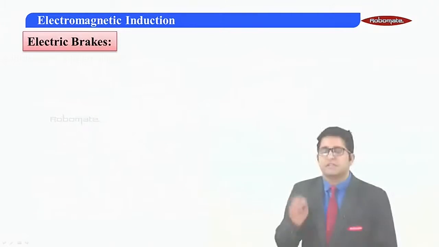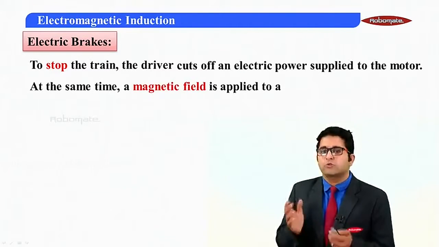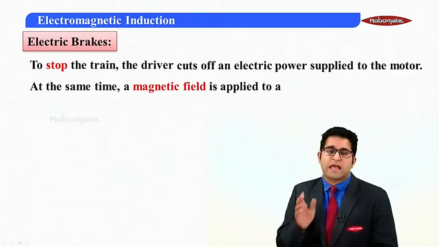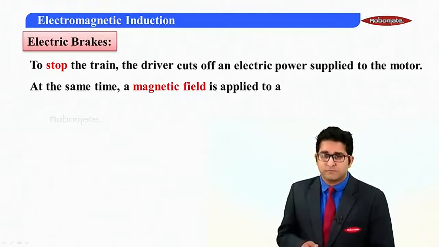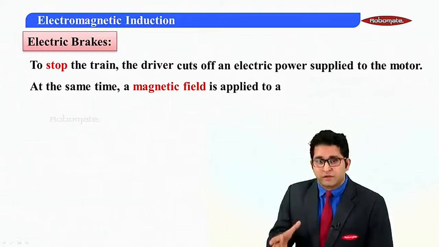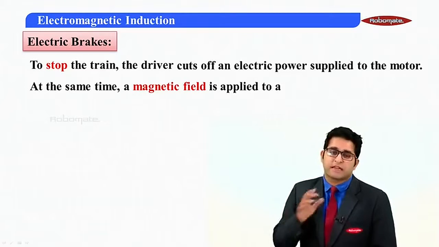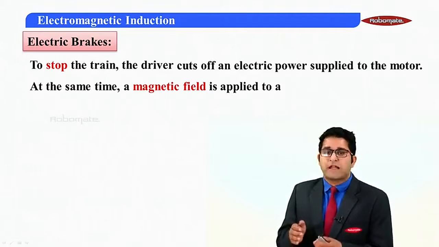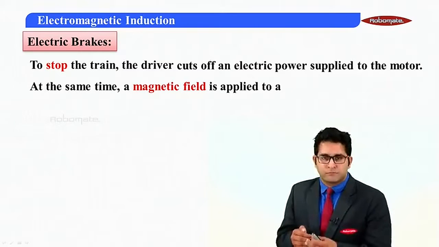Now the third application is in case of electric brakes. Now students, in order to stop the train, the driver has to cut off the electric power which is supplied to the motor, right? Because that motor is basically dragging that particular train, right? So in order to stop, the driver has to cut off the electric power supply. Now that will only prevent the further gain in momentum, right?